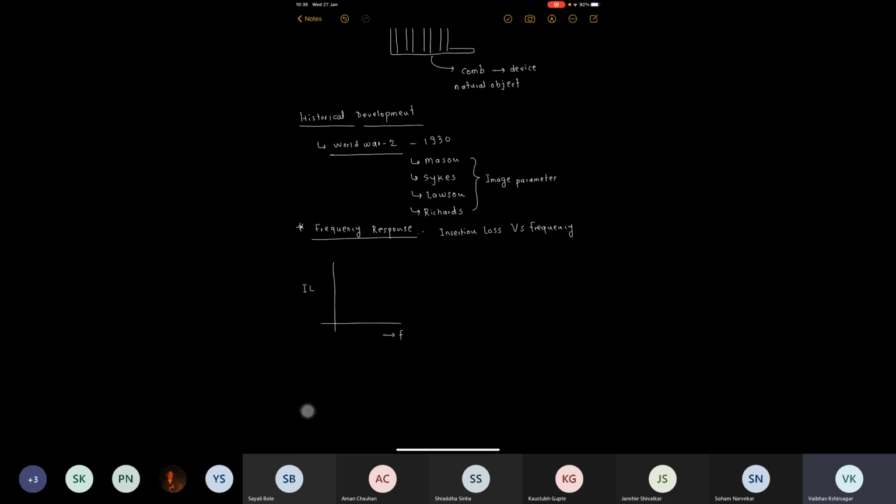Then the third type is the band pass response. The band pass response is a combination of both. Insertion loss on the y-axis, frequency on the x-axis. The insertion loss characteristics will be something like this. Band pass. So this is the band pass response.